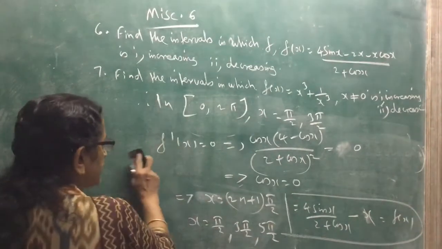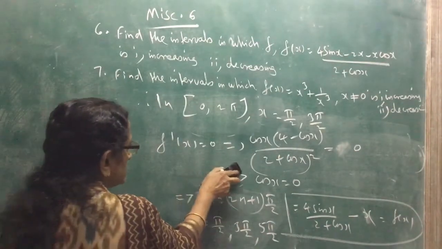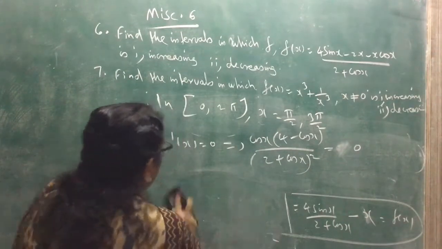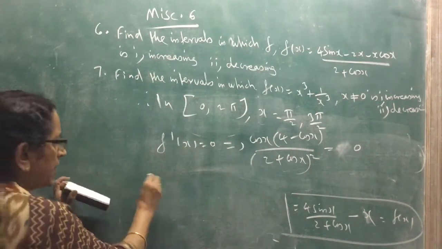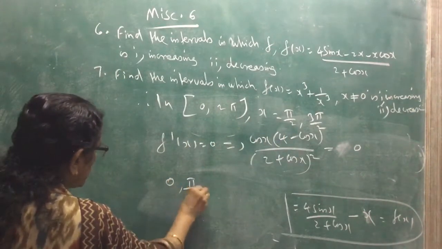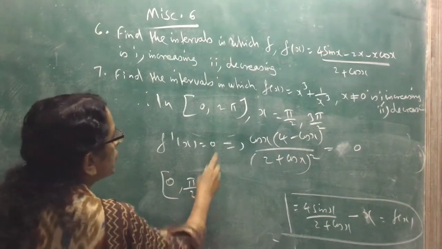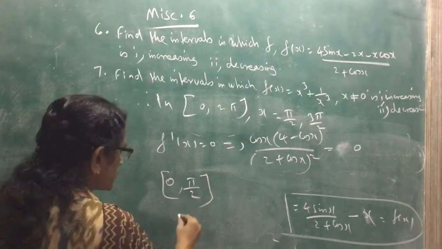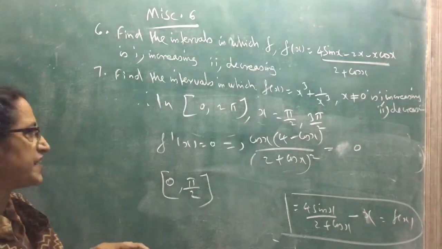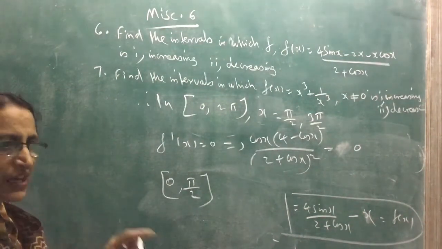So when we split the interval, we have to split the interval 0 to pi by 2. So we consider the closed interval in which the function is increasing or decreasing. We want to find increasing and decreasing, not strictly, so we can use the closed interval.